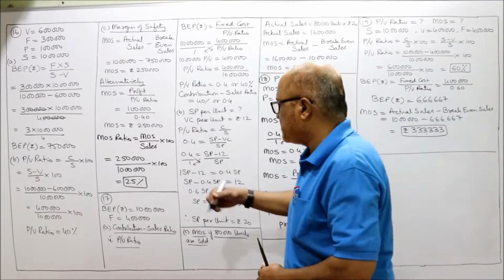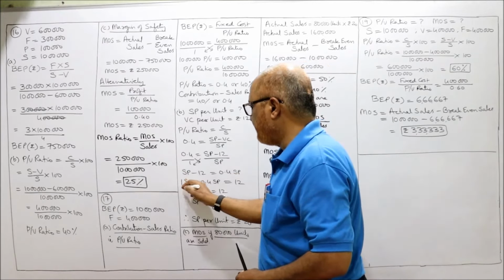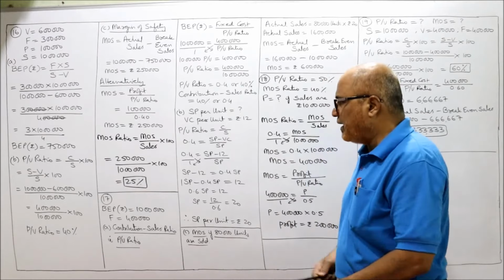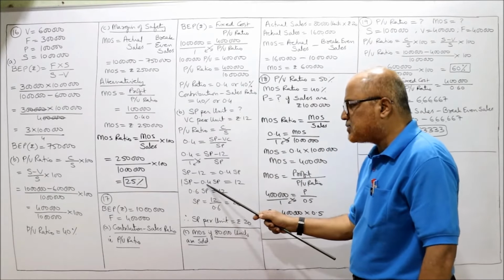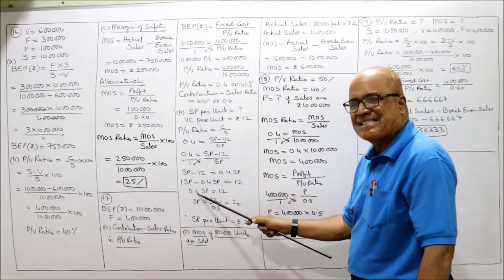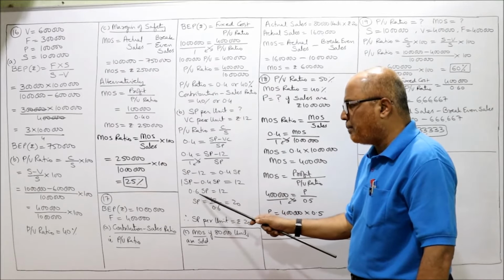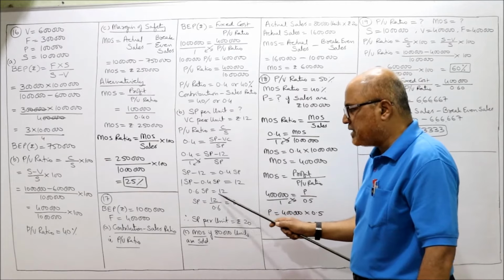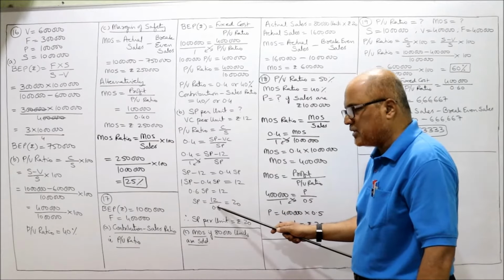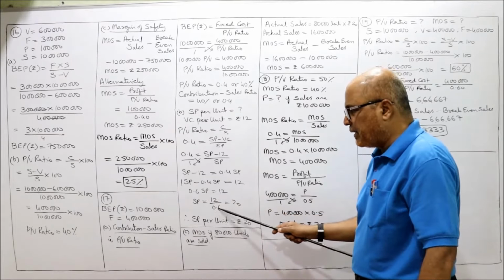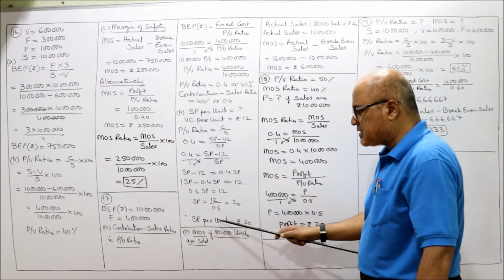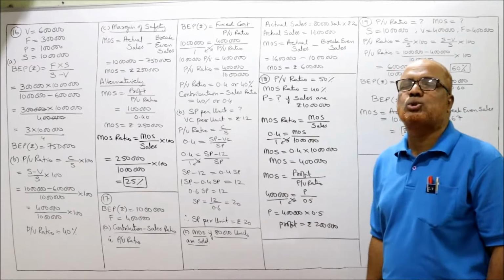Here, 1 SP minus 0.4 SP. So 1 minus 0.4, you will get 0.6. So 0.6 SP is equal to 12. SP is equal to 12 divided by 0.6. Multiply was there, here it becomes divide. So 12 divided by 0.6 you will get 20. So therefore selling price per unit is 20.